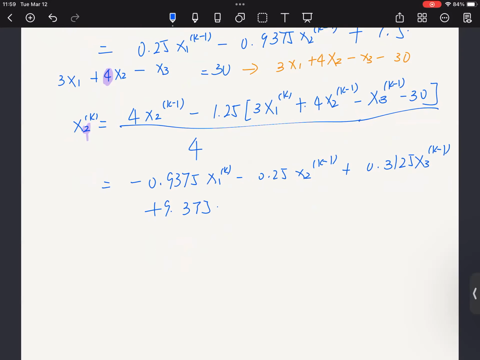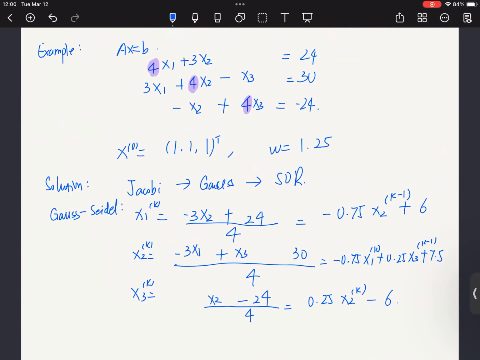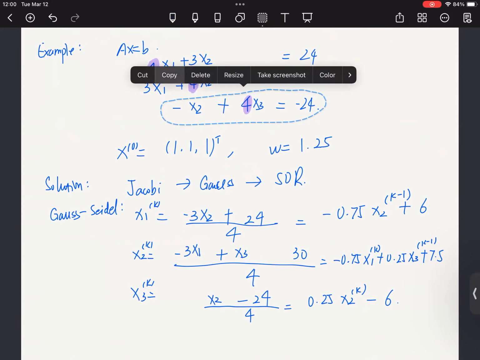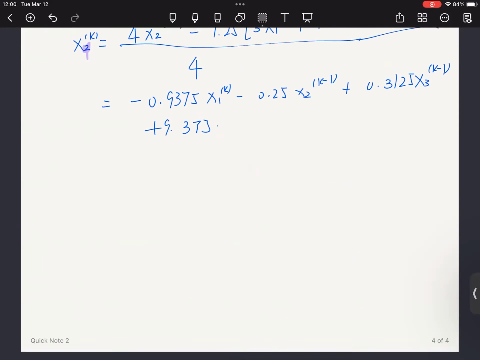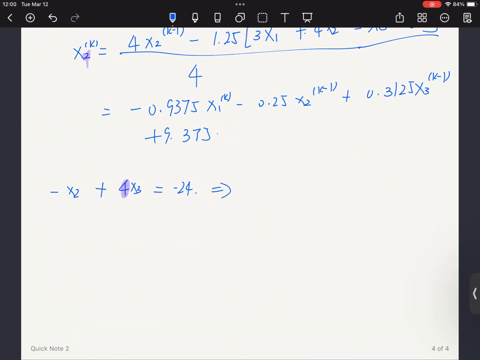And I will also do the same thing for the third formula, the third equation. What is the third equation? The third equation we have here is this. And now let's do the same things. We have x2 minus x4, 3, and then plus 24.